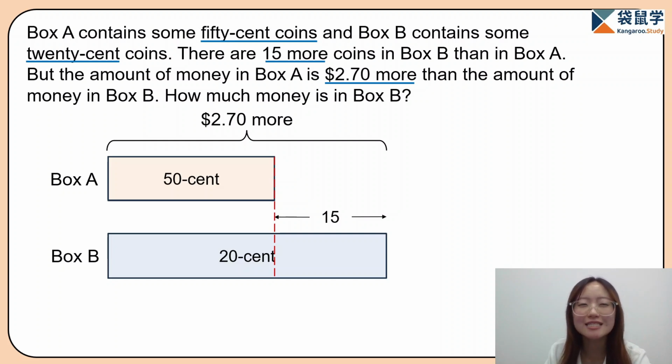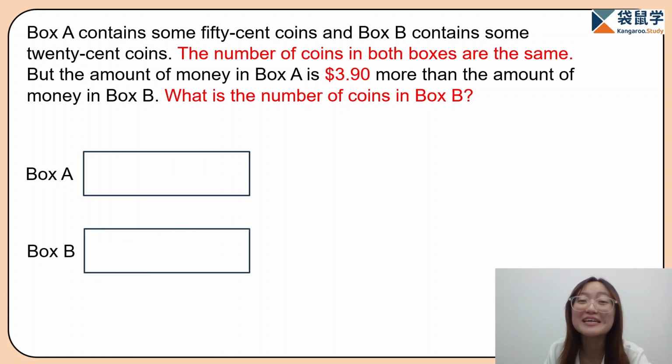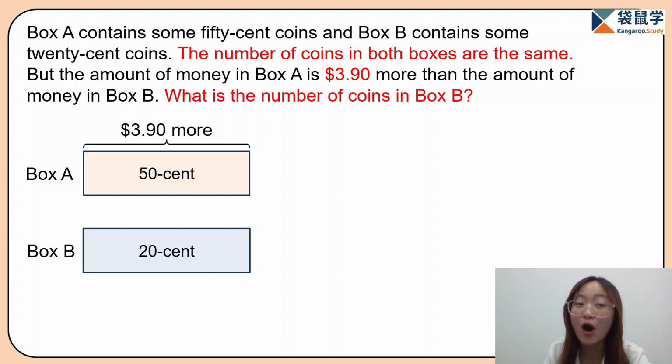It seems like it is still a little bit difficult for us to solve now. So let's take a look at a simpler example first. In the example, the question has been tweaked a little. Now, the number of coins in both boxes are the same. So if A is this long, how long will B be? It will be the same length. Once again, A has 50 cents and B has 20 cents. Now, box A has $3.90 more than box B. Now, we want to find the number of coins in box B.